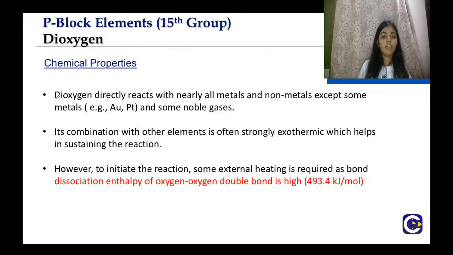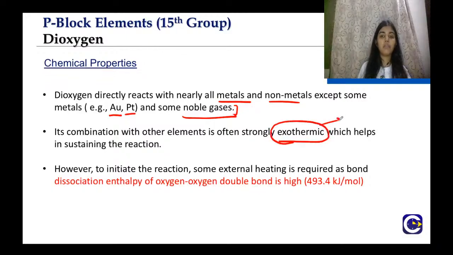Now dioxygen reacts directly with nearly all metals and non-metals, but if you consider inert metals such as gold and platinum, or the noble gases, direct combination is not possible because they are inert in nature, right. The combination is highly exothermic, that means it releases heat, and we know that where there is bond formation, generally heat is released, right.